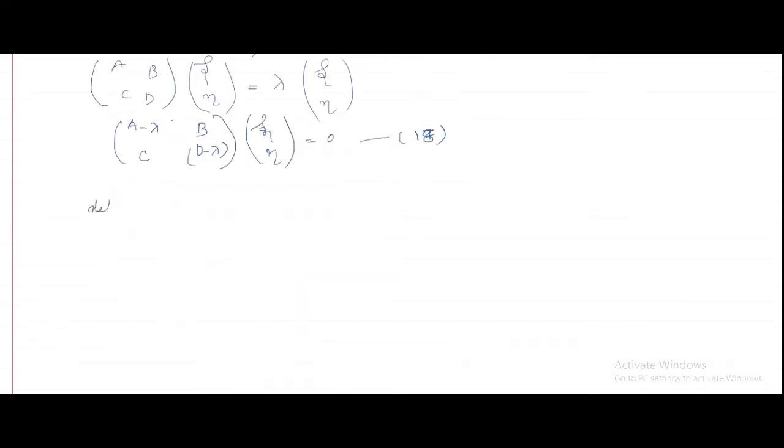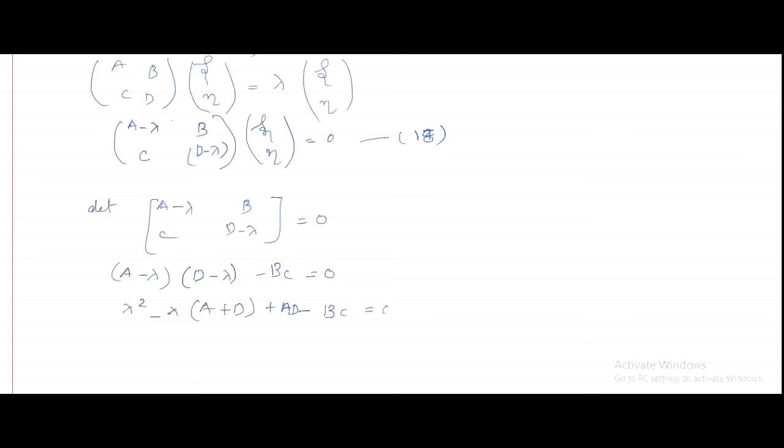That is, determinant of A minus lambda, B, C, D minus lambda equals 0. And on simplification we get A minus lambda into D minus lambda minus BC equals 0. That is lambda square minus lambda (A plus D) plus AD minus BC equals 0.